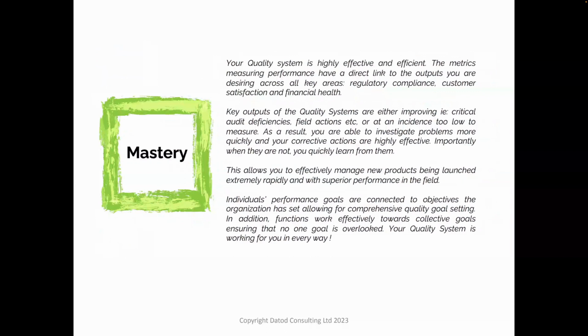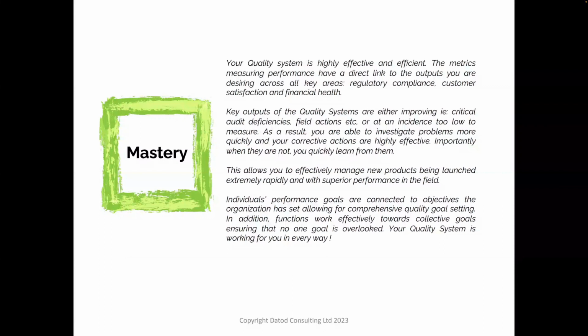Once you add mastery, an organisation is highly effective and efficient. All of the performance measures are directly linked to aspects the customer deems important. The aspects of the quality system are moving in the right direction, with complaints and field actions moving in the right direction. This is a result of far better investigation of problems, and corrective actions that are far more powerful and effective. The organisation understands the root causes of issues, and very often what tools need to be applied when in terms of investigation and root cause analysis.